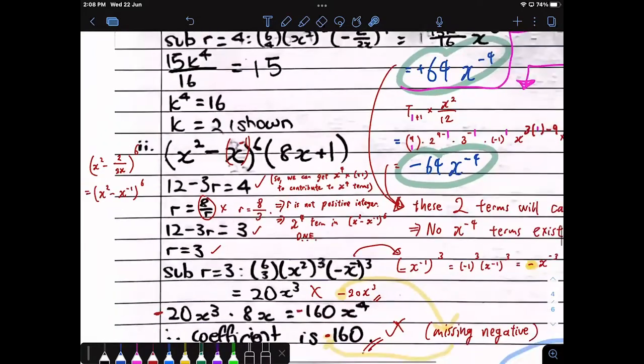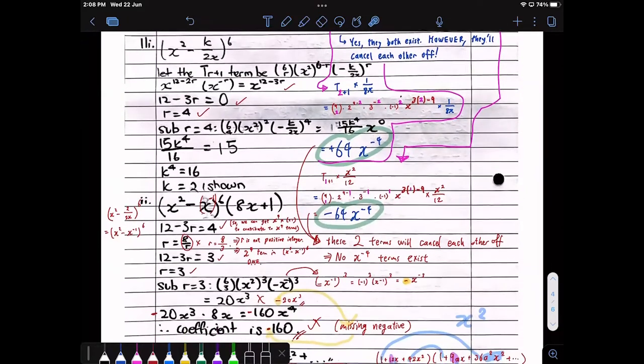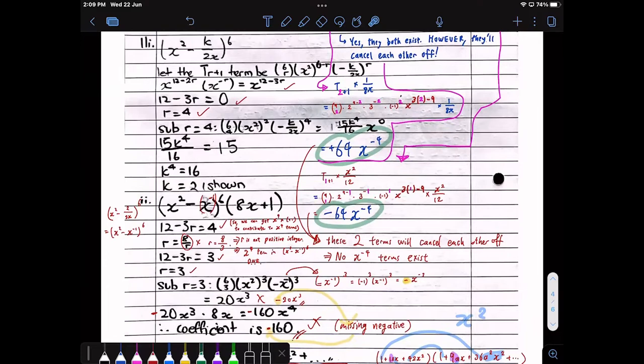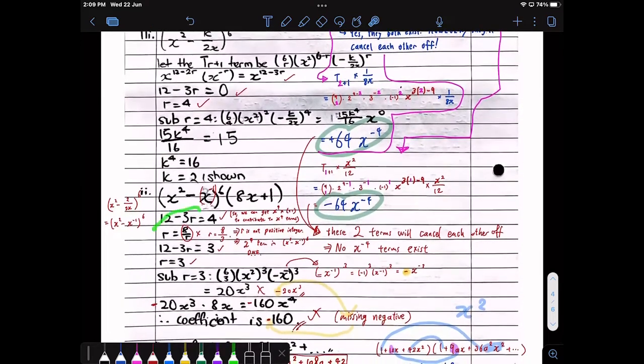This is question 11 part 2. I think so. Is it wrong? Let me just double check. Yeah, this one is when you're considering 12 minus 3r equal to 4 and 12 minus 3r equal to 3. Kind of forgot. Why did you equate it to 4 and 3 again? I have no clue.